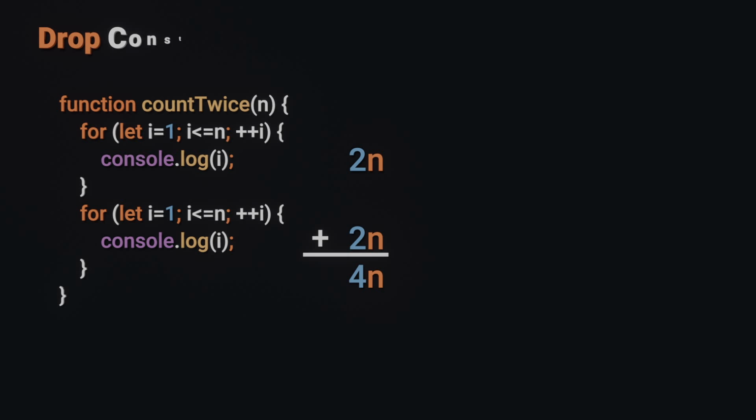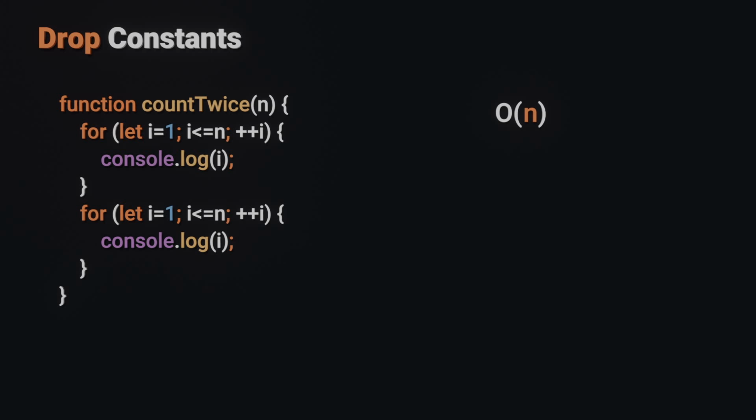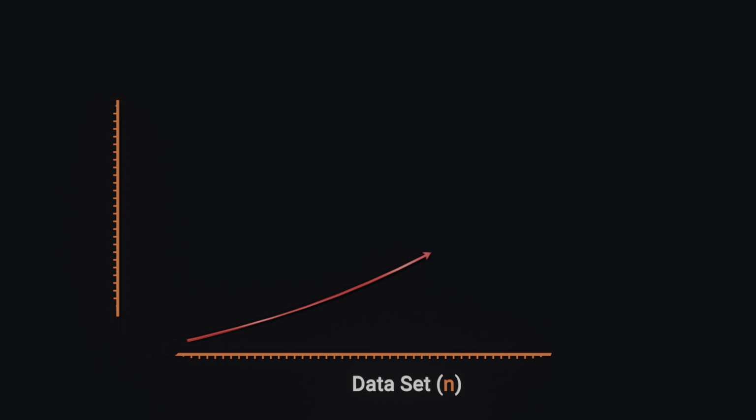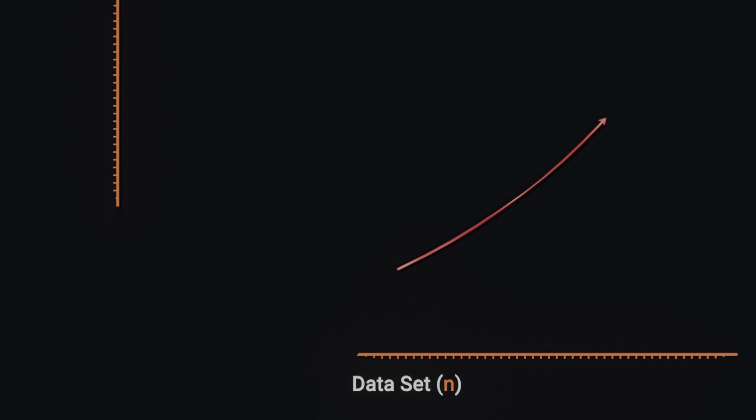This is why we drop the constant values from the runtime. O of 2n becomes O of n. O of 1 million becomes O of 1. Time complexity does not tell us which algorithm will execute faster. All it does is tell us how an algorithm scales, or the rate of increase, as related to the dataset. As the dataset increases, how much more time will this algorithm require to execute?